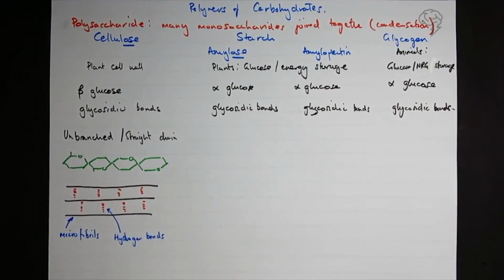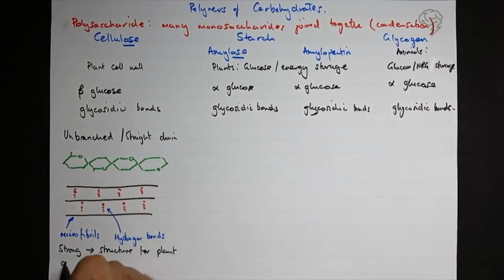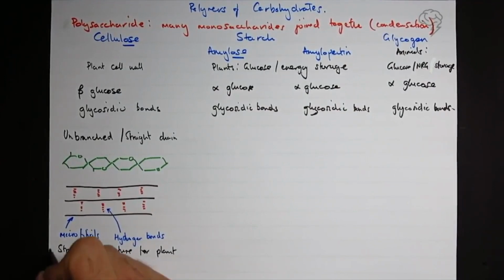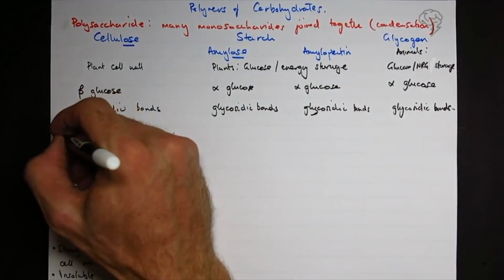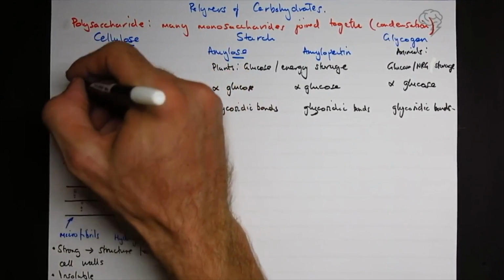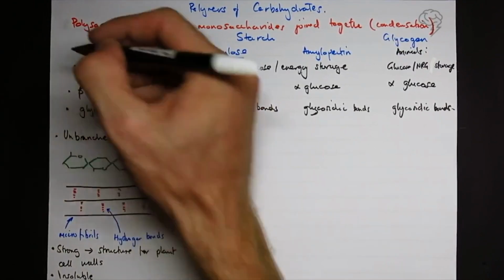So how does the structure of cellulose affect its function? Well, it's very strong, which means it provides structure for plant cell walls. It is also insoluble, which means it doesn't dissolve when water is around, which is quite useful if you're going to be a structural compound, especially in an aqueous environment.